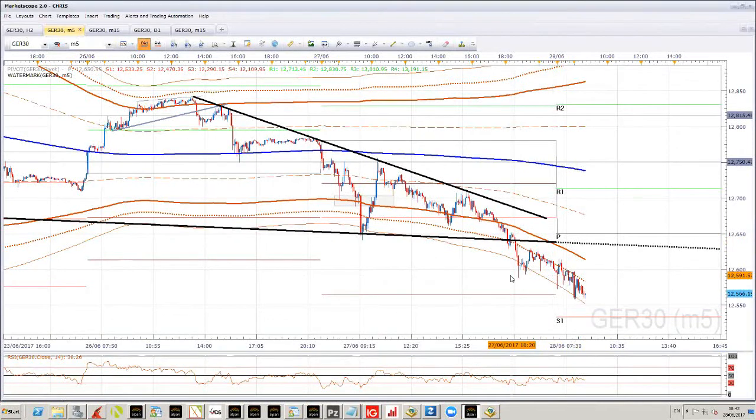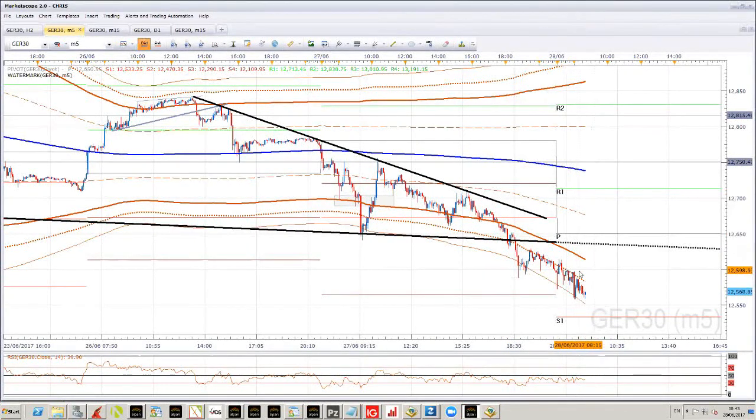So we had this wedge pattern formation building up here, and it compressed quite a lot. We're bouncing around inside that. We've broken to the downside. We haven't tested that yet, but that's another opportunity to get in to go short if you wished to do so.